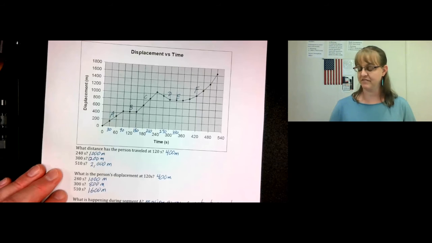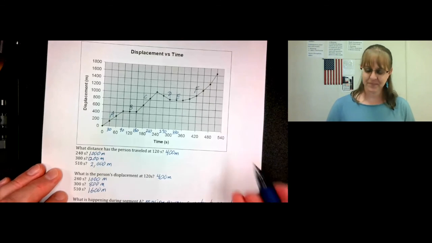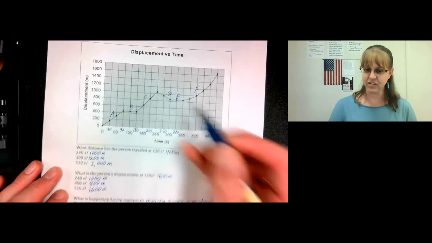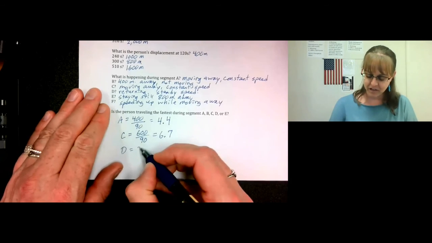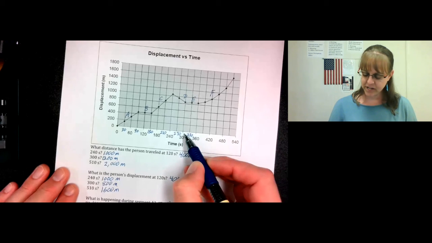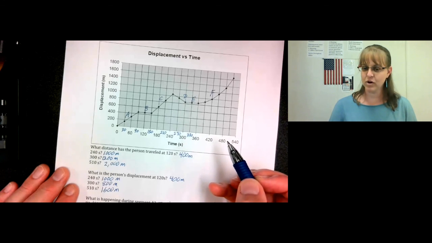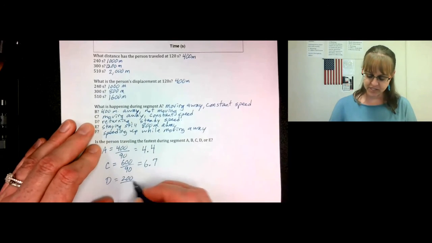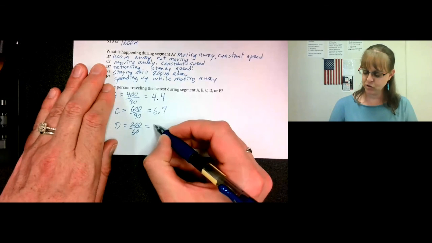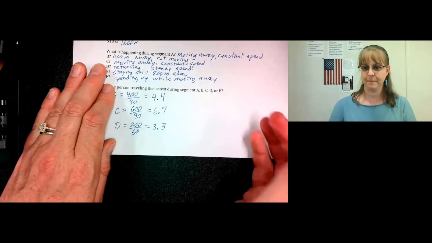For letter D, even though it's a negative slope, we'll just take the absolute value because the negative just means it's coming back. You can't go less than 0 miles per hour or 0 meters per second. So D had a fall from 1,000 to 800. That's a rise or fall of 200. And it was from 240 to 300. Therefore, 300 minus 240 gives you 60. 200 divided by 60 gives you a slope of 3.3.